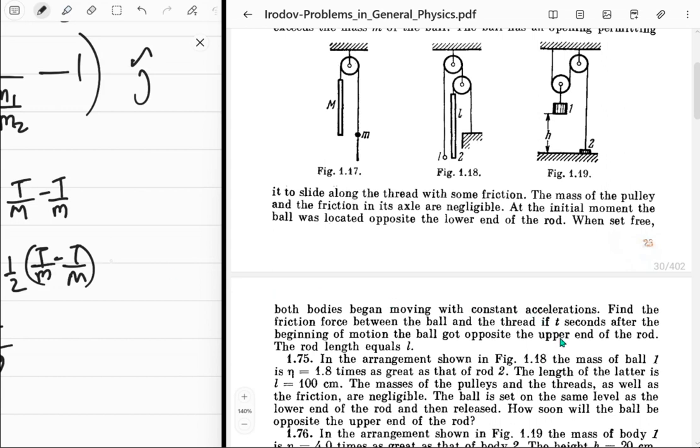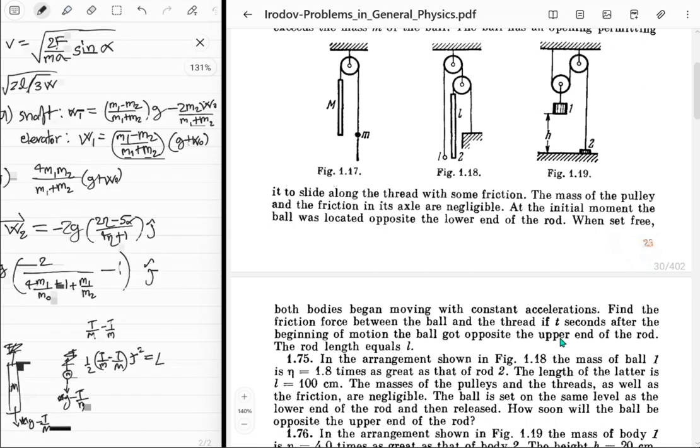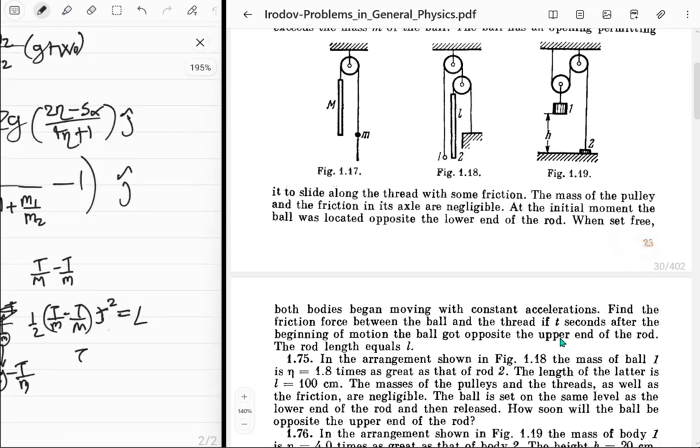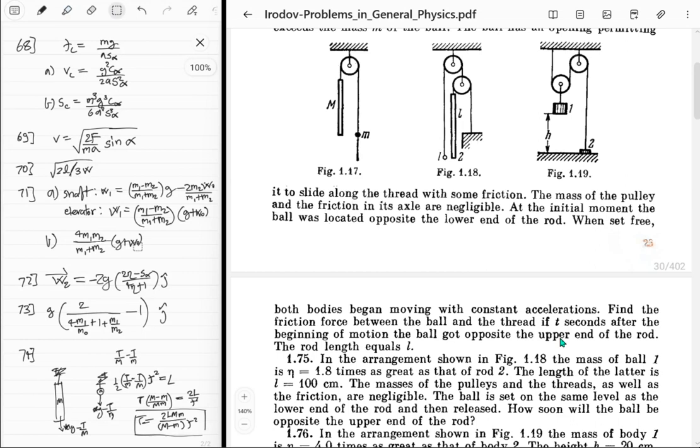In t seconds this happens, so this thing times t squared is equal to this. So L basically, cool. So you can figure out what tension should be. So T into capital M minus small m upon capital M small m is equal to 2L upon T squared, and then you just get this thing, 2L capital M small m upon capital M minus small m times T squared. This is our relation that we're looking for. Everything else is just up to that point.